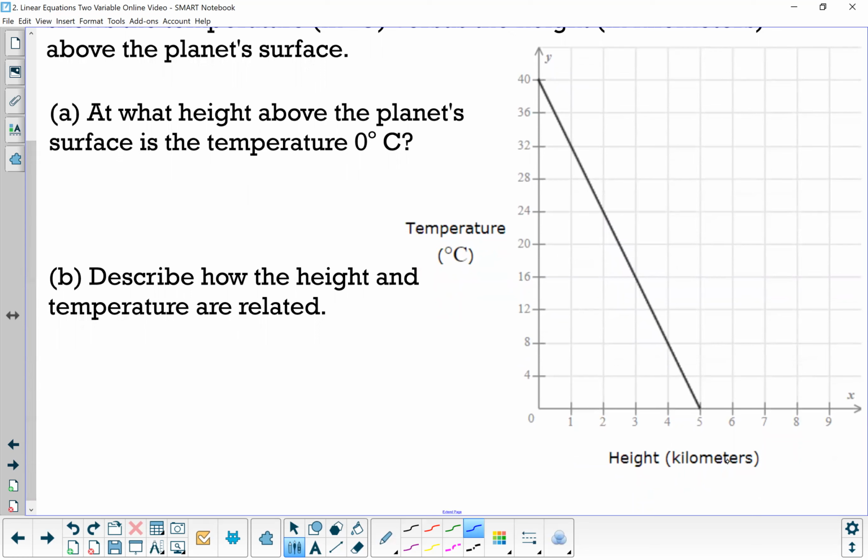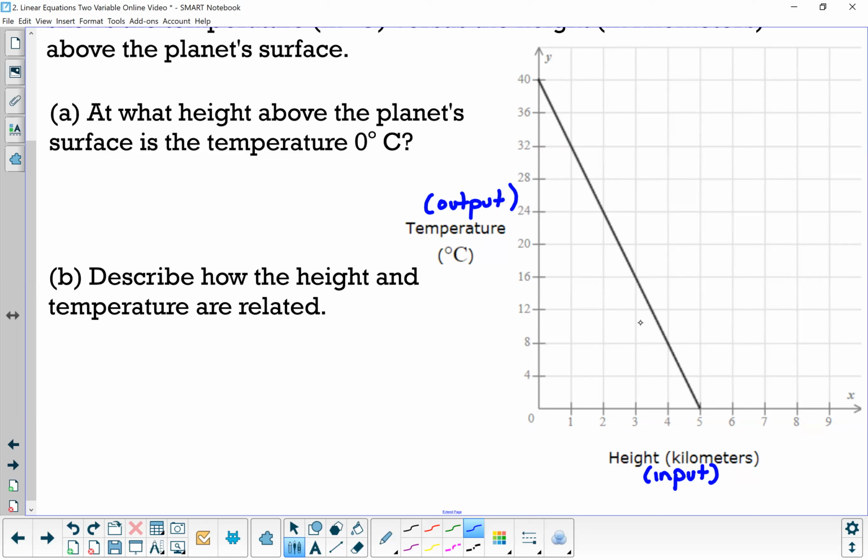Starting with our x-axis, we see height in kilometers is on the x-axis, and we know that also can be referred to as an input, our independent variable. And then temperature is on the y-axis in degrees Celsius. That can also be referred to as an output, or our dependent variable. And then by looking at this line segment that we have graphed here, we can see it's going down from left to right. So we know our slope is going to be negative.